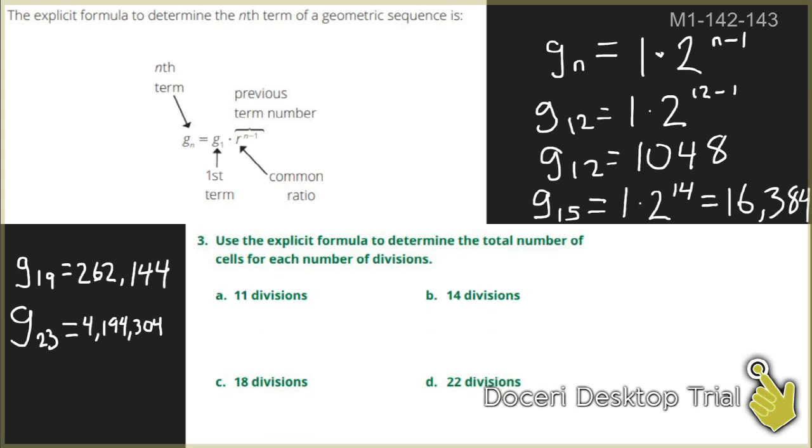All right, so you should have gotten for 18 divisions, which is the 19th term, 262,144. And the 23rd term, which would be 22 divisions, is 4,194,304.